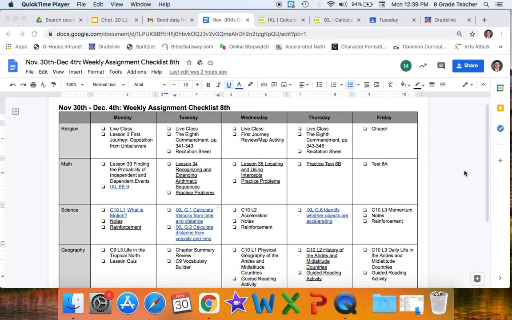Today in science class, we're going to take a look at IXL G.1, calculating velocity from time and distance, and IXL G.2, calculating distance from velocity and time.